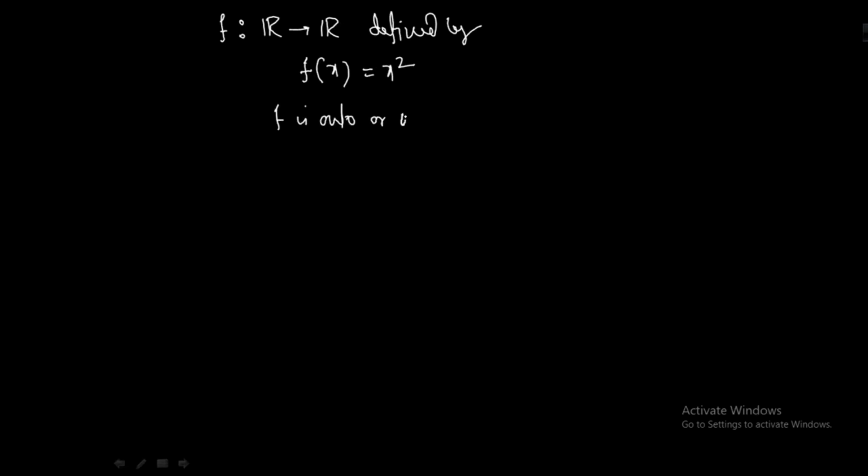Let us define a function f from the set of reals to the set of reals defined by f(x) is equal to x square. Now tell me whether this function f is onto or not. That means we have to check whether the collection of all images is equal to the set of reals or not.